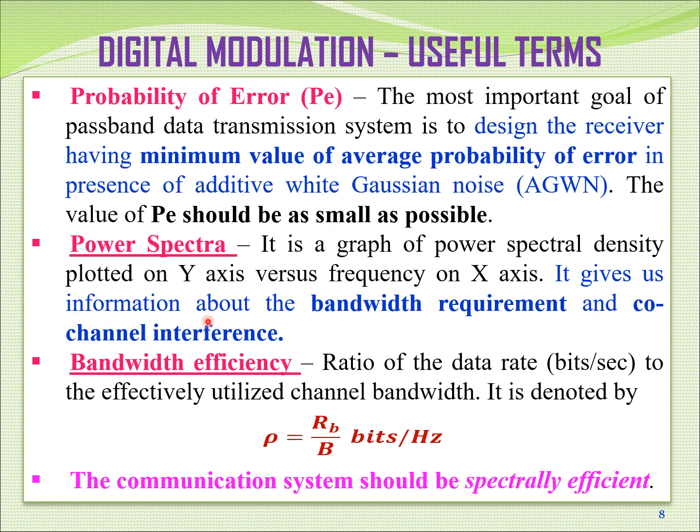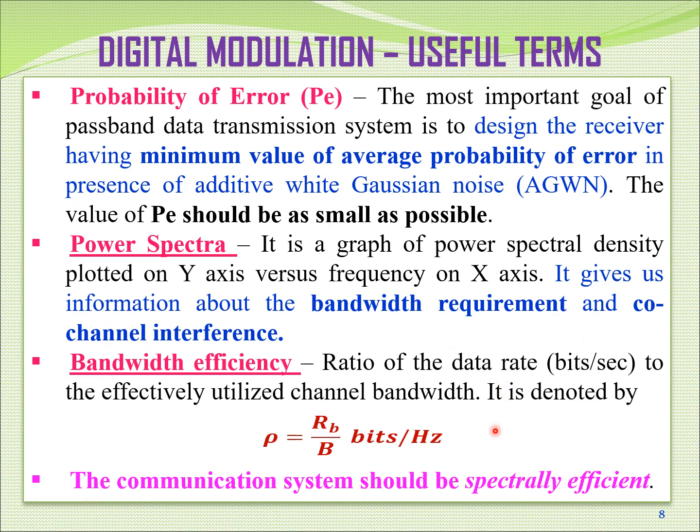Some of the useful terms required in understanding digital modulation are, first, probability of error. The most important goal of a passband data transmission system is to design the receiver having the minimum value of average probability of error, and PE should be as small as possible. And the power spectra is again one of the important parameters, which is a graph of power spectral density plotted on the y-axis versus frequency on the x-axis. It gives information about the bandwidth requirement and co-channel interference. So that is also very important.